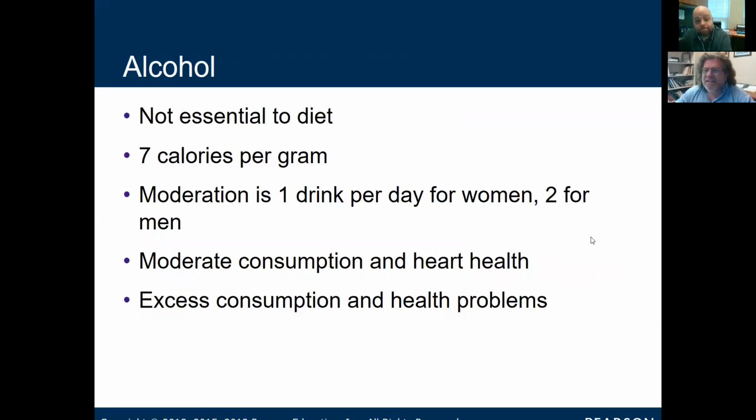Alcohol. Alcohol is not an essential nutrient. But seriously, it's not essential. And it's mainly empty calories, which is the problem. And it's pretty calorie dense. Sugar is 4 calories per gram. Alcohol is 7 calories per gram, almost twice as much. Excess consumption can lead to a number of health problems. Well, yeah. And it's generally considered safe for women to have about 1 drink per day and men to have 2, generally.